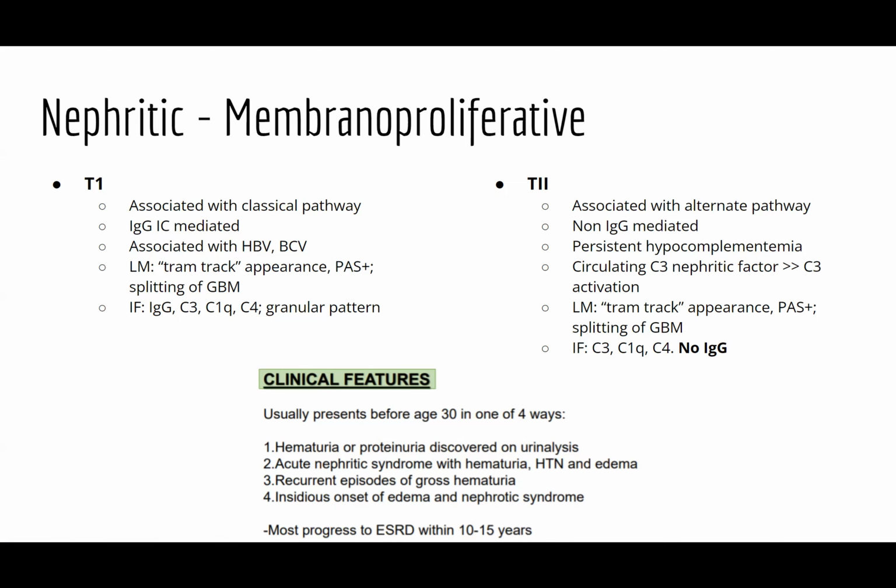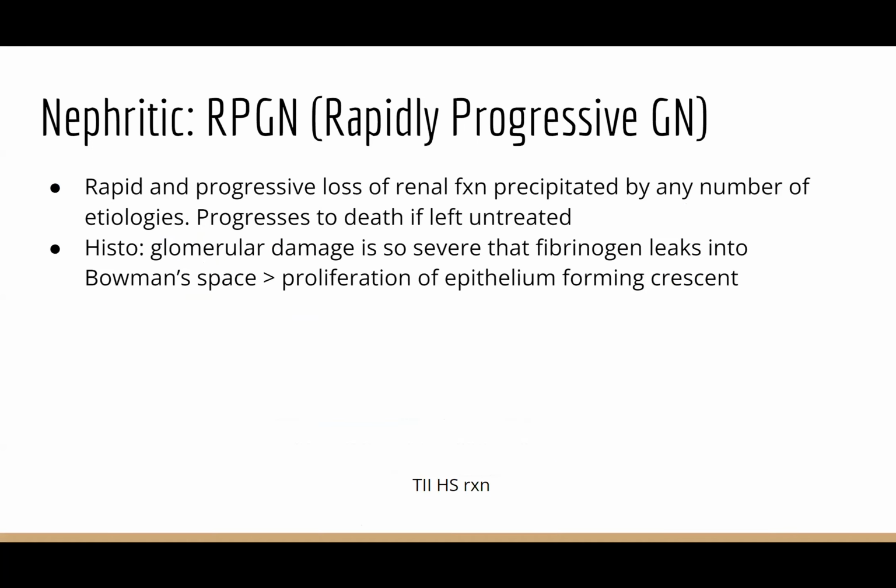Hematuria or proteinuria on a UA, acute nephritic syndrome, of course, since we're talking about nephritic. Hematuria is a hallmark of nephritic syndrome, and hypertension is also a hallmark. Then you'll have some edema, and recurrent episodes of gross hematuria. Gross hematuria just means you can see it, versus microscopic. And then insidious onset of edema and nephrotic syndrome. So you don't just have one or the other. Some of these can progress to edema and nephrotic syndrome.